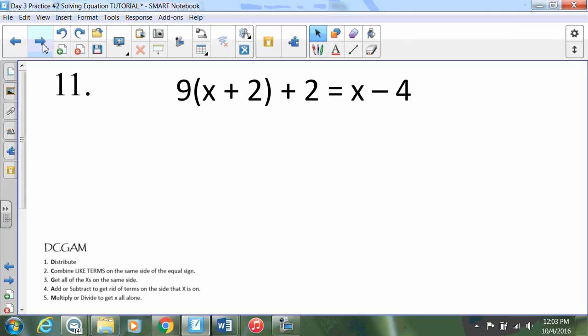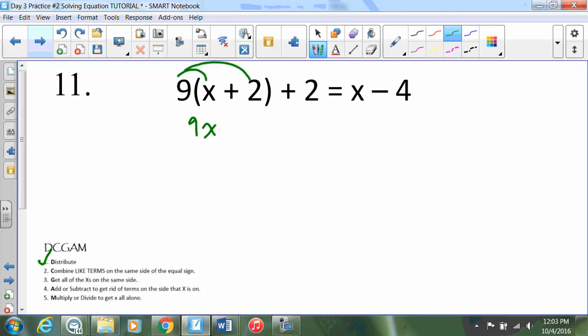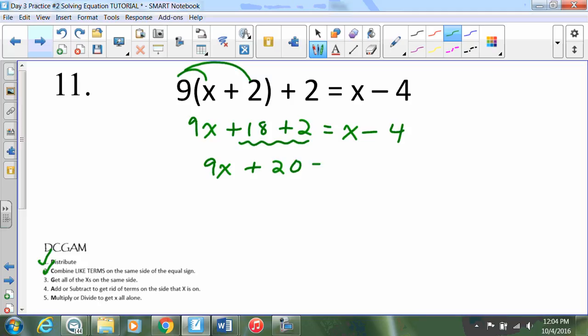All right, so here we go. Distribute. We can distribute. 9 times x is 9x. 9 times 2 is 18. We only do one step at a time, so we're going to bring everything else down. The next step, combine like terms. Ooh, this time I get an 18 and a 2 that are my like terms. So I bring down the 9x. 18 plus 2 is 20. Just combine them. Only one step at a time, so I'm rewriting.